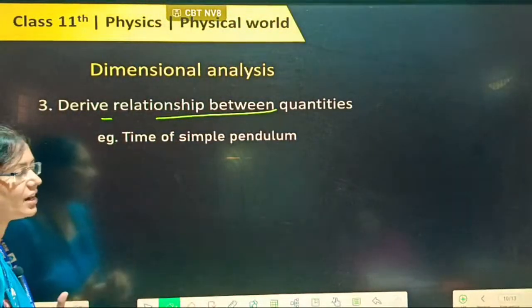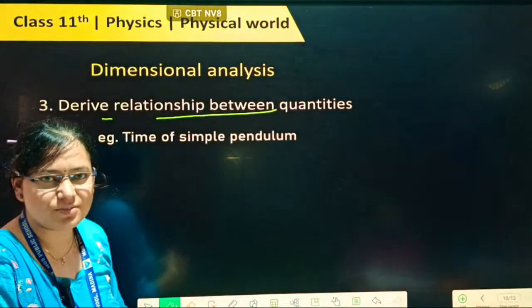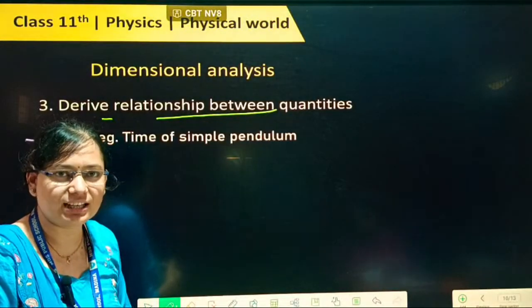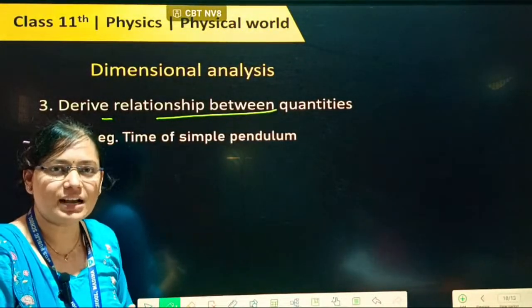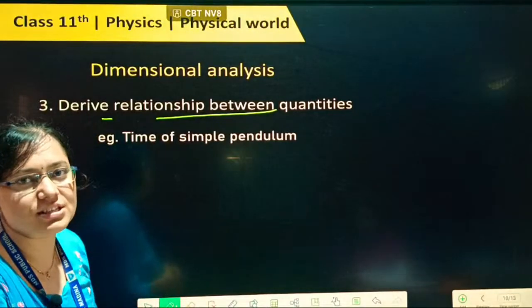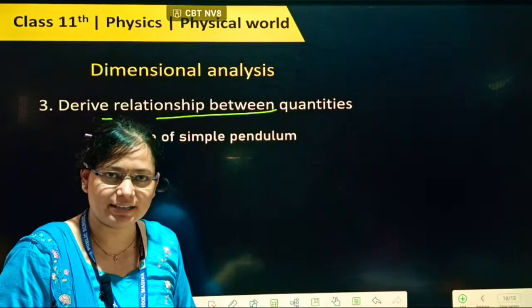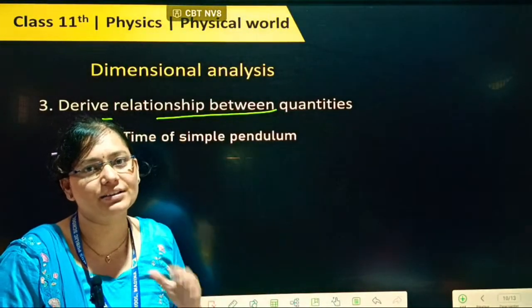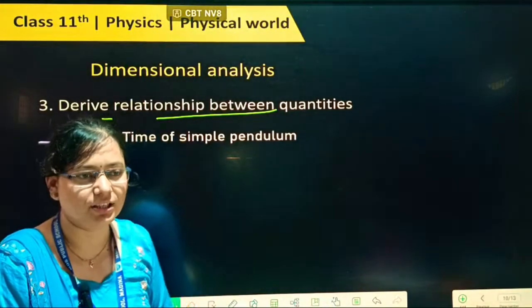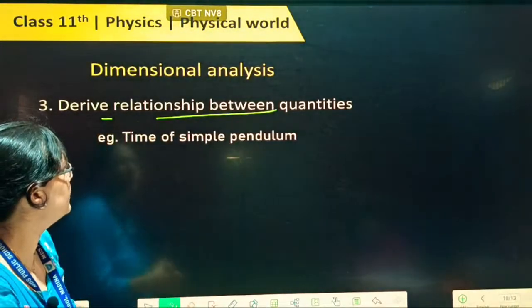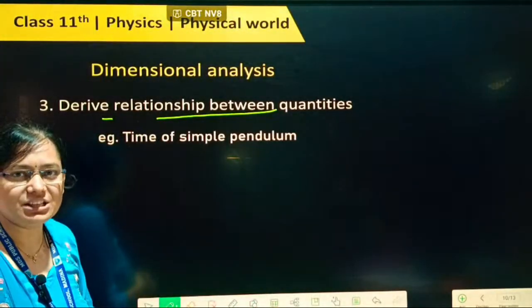First, we derived how to convert from one system to another system by using dimensional analysis. Second, we did how to check whether equations are dimensionally right or wrong: left-hand side equal to right-hand side. If not equal, then we write that the equation is not correct dimensionally. Our third use is to derive the relation between these quantities.